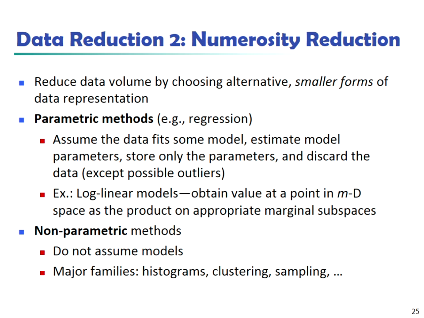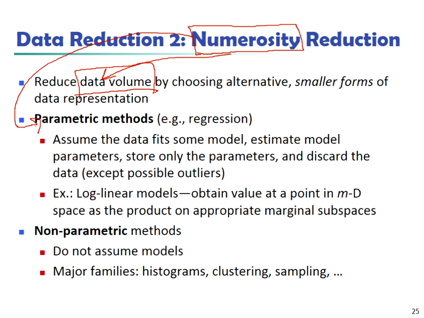So for numerosity reduction, that means we will reduce data volume by choosing alternative smaller forms of data representation. In numerosity reduction, there are parametric methods and non-parametric methods.